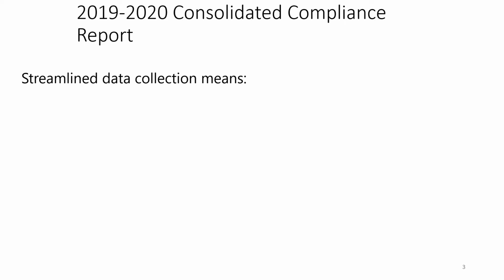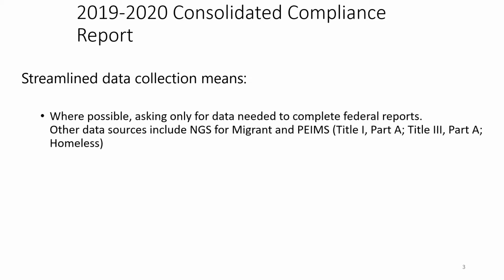In order to ease the reporting burden on school districts this year, the agency has made every effort to streamline our data collection process. That means that for 2019-2020, the agency is only asking for data that's needed to complete federal reports. Other data sources include NGS for migrant and PEIMS for Title I Part A, Title III Part A, and homeless.